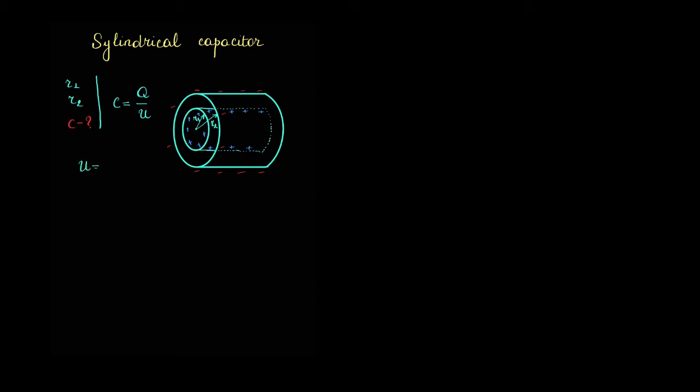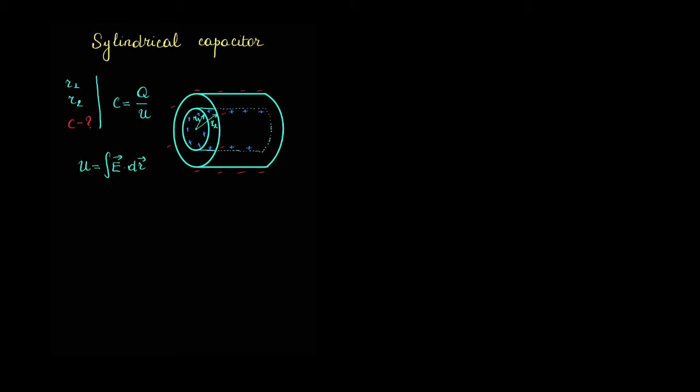U is given by the integral of E dr, where E is the electric field strength inside the capacitor, between these shells. Consider that the inner shell is positively charged and the outer shell is negatively charged. Then electric field lines go from the positive shell to the negative one, right?